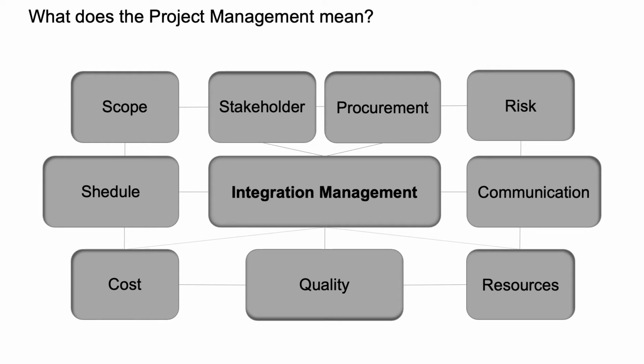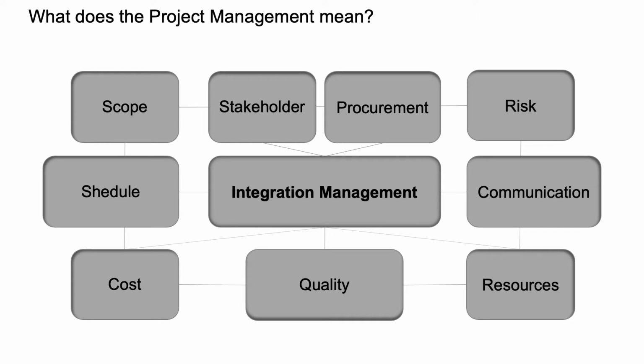Now let's discuss knowledge areas. Project management accomplishes 10 knowledge areas, which are integration management, quality management, cost, schedule, scope, stakeholder, procurement, risk, communication, and resource management. And probably you have a question here, what does it mean for us? Let's see a high-level overview of each knowledge area.